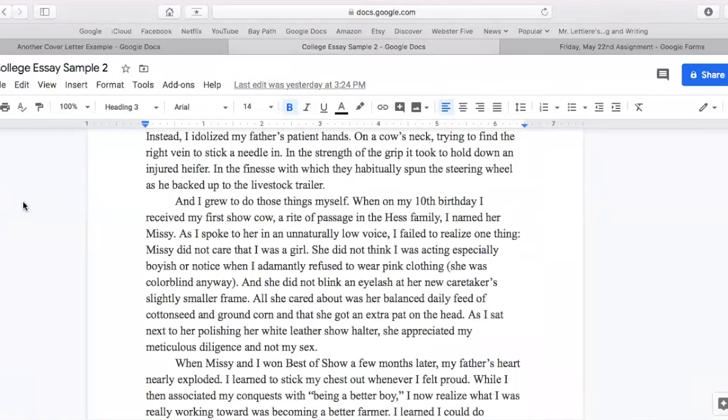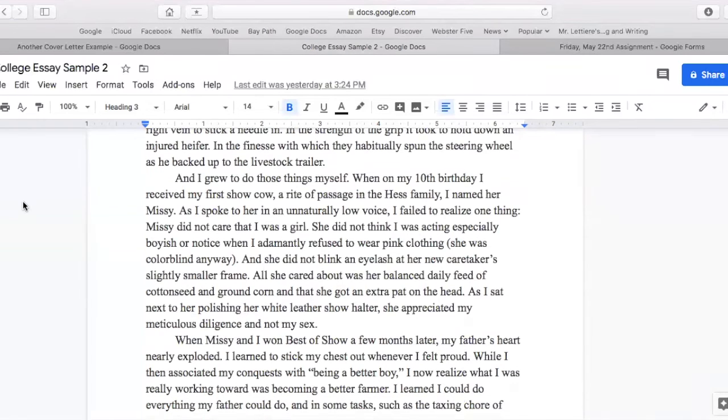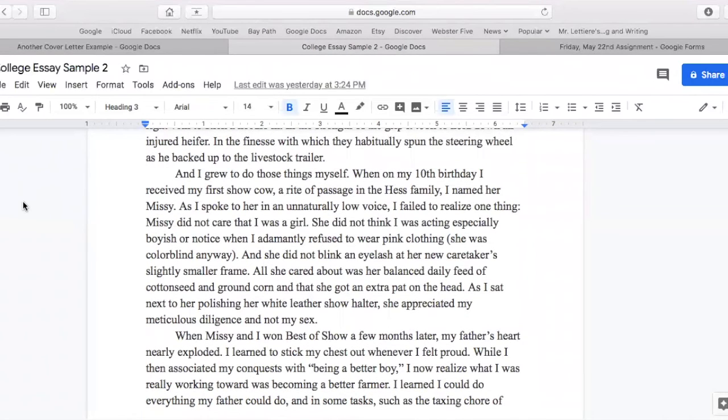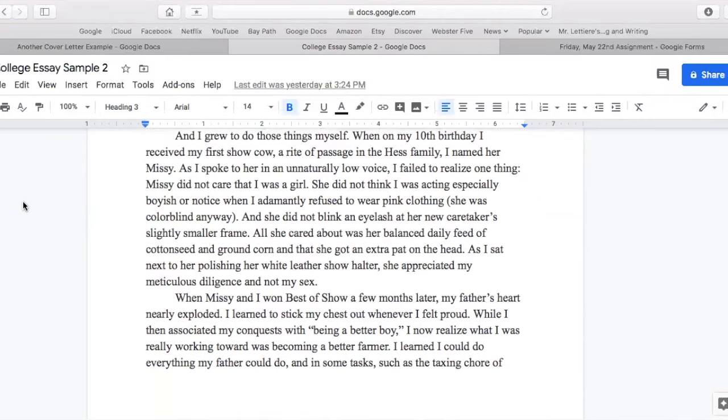When on my 10th birthday I received my first show cow, a rite of passage in the Hess family, I named her Missy. As I spoke to her in an unnaturally low voice, I failed to realize one thing. Missy did not care that I was a girl. She did not think I was acting especially boyish or notice when I adamantly refused to wear pink clothing. She's colorblind anyway. And she did not blink an eyelash at her new caretaker's slightly smaller frame.